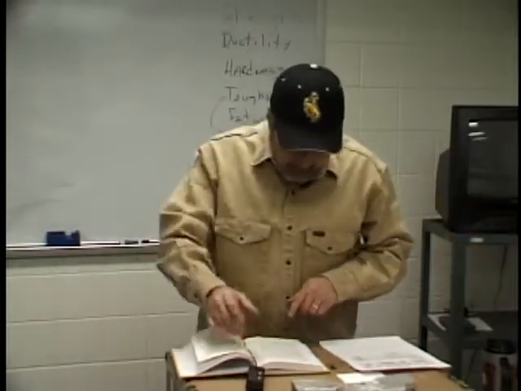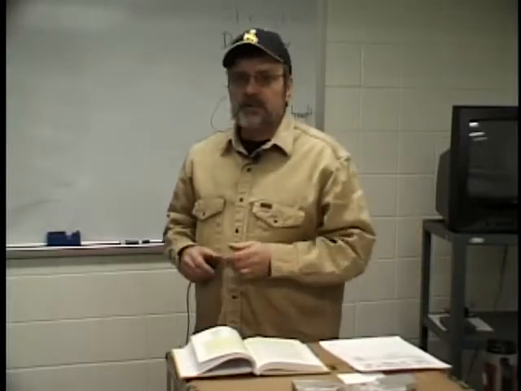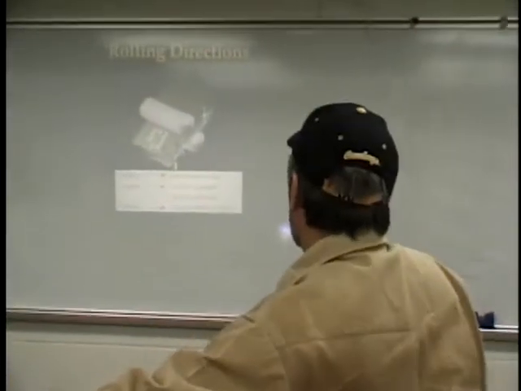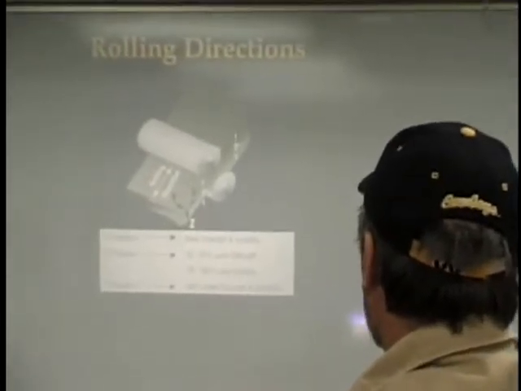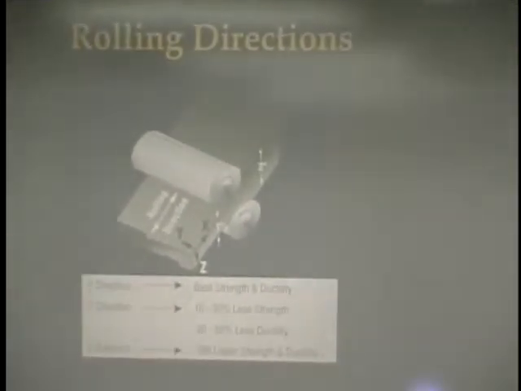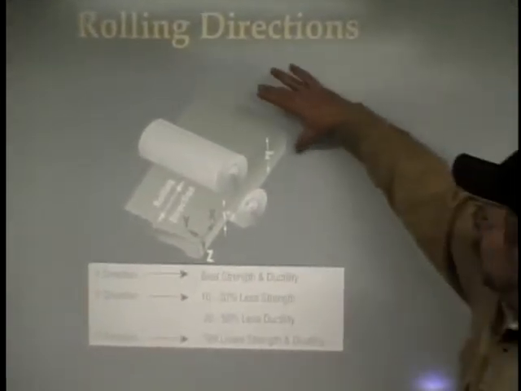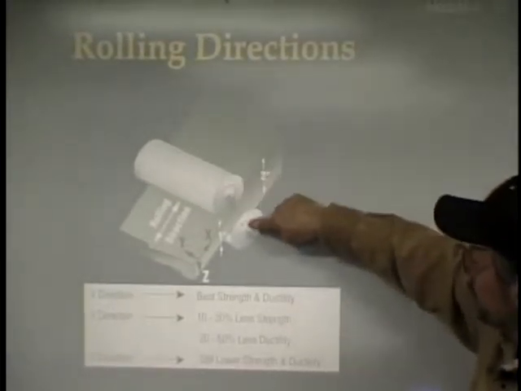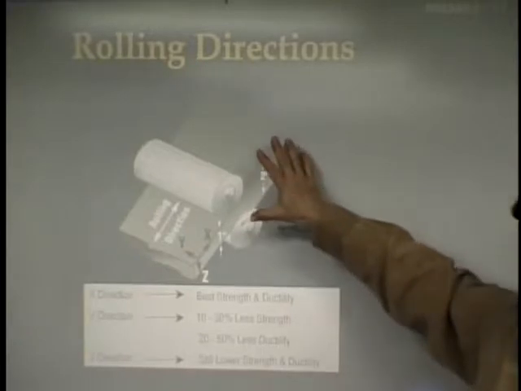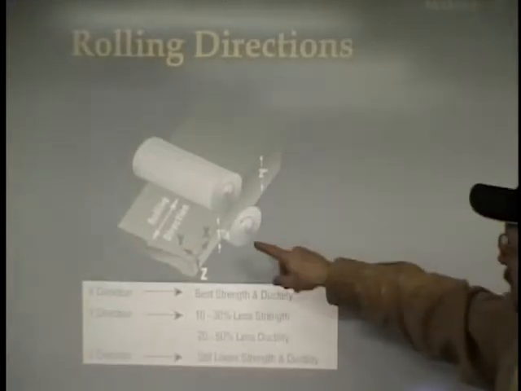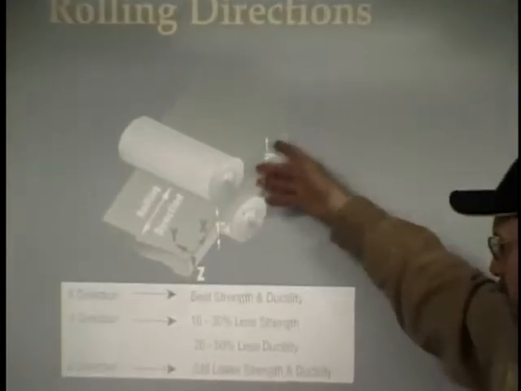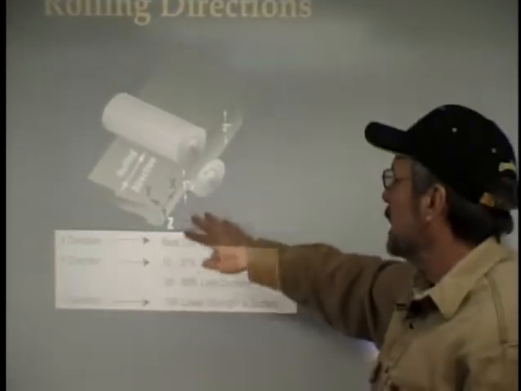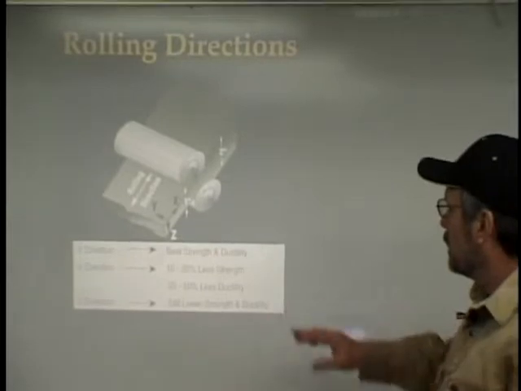And what happens with rolls is it adds what's called directional properties. If you look at this, and I don't think that's very clear, this takes place at the mill. And what you do is you have a wide piece of metal. In this example, it's 2 inches wide. And they're putting it through some rollers. So this material is malleable because they're compressing it down to 1 inch. But because they are compressing it through rollers, it has directional properties.